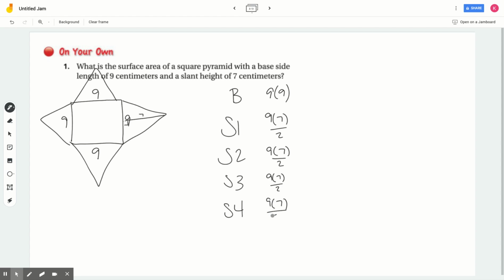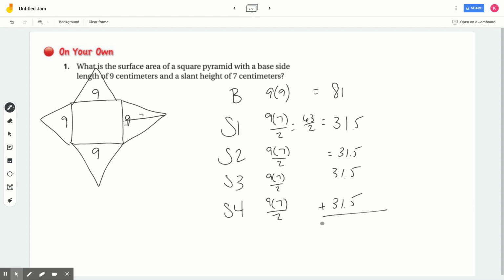Now we can start multiplying. 9 times 9 is 81. 9 times 7 is 63 divided by 2, which is going to be 31.5. So we're going to have 31.5 for each of these.